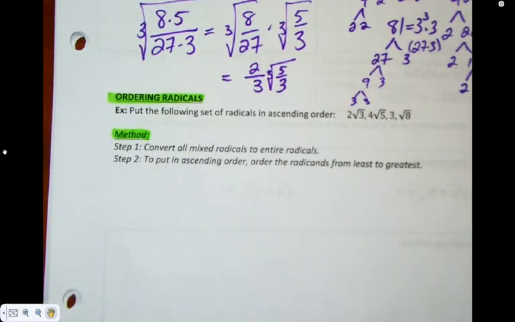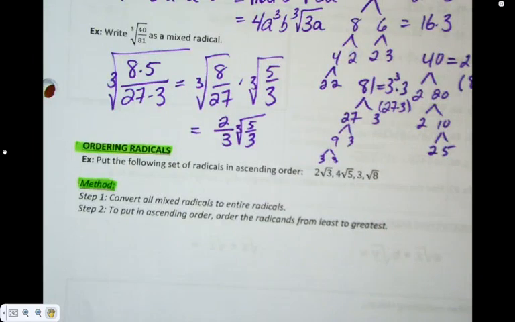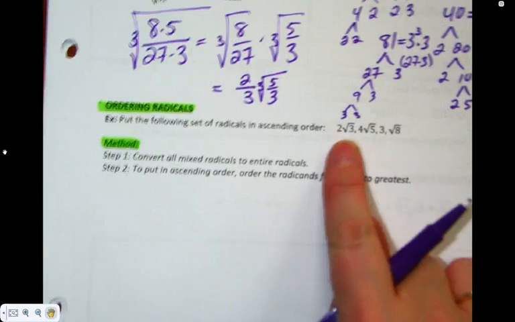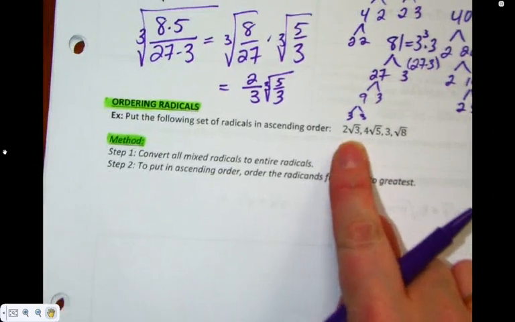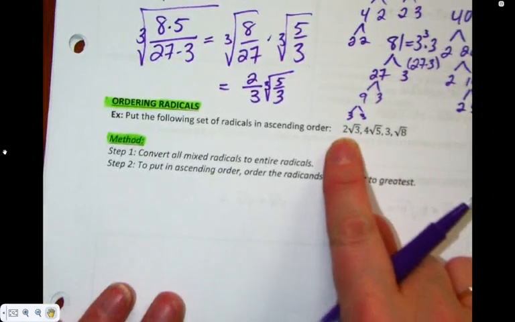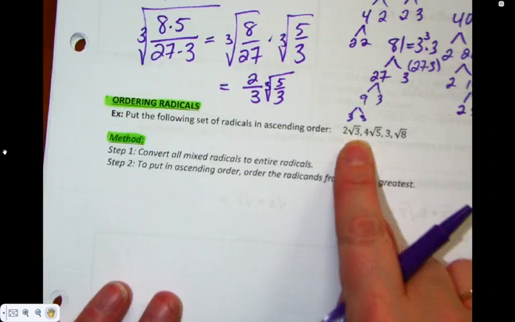Methods. Step 1, we're going to convert them all from mixed radicals to entire. And then we're going to compare them. This is why we practice the converting, because if we have them all like this, now we have to estimate. Is 2√3 bigger than, we don't know. Well, let's put them all into entire radicals. So how do we change to an entire radical? We just practiced this a couple examples ago. We take the 2, we shove it under the root, and what do we give it?